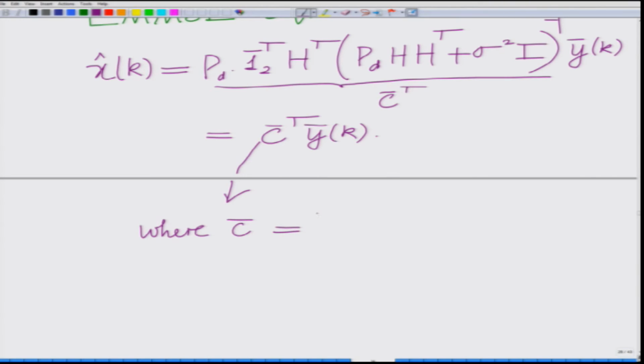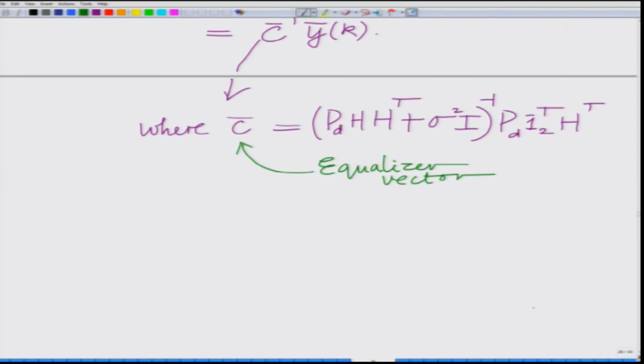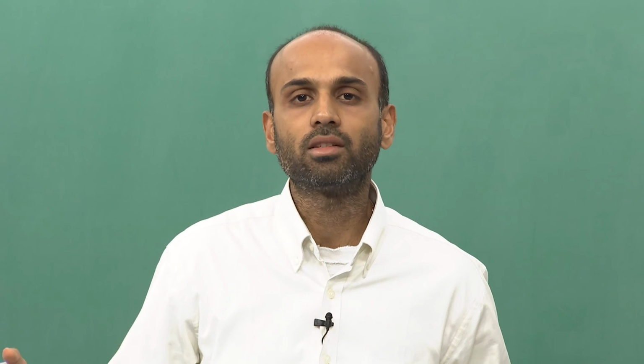where this vector C bar equals, it is clear what C bar is. C bar is PD H transpose plus sigma square identity inverse into PD 1 bar 2 transpose into H transpose. We can call this vector C bar the equalizer vector. So, we are defining this vector C bar, which is the equalizer vector. We can find the equalizer vector, from that we can implement the equalizer, or that is the process of equalization, across the wireless channel.